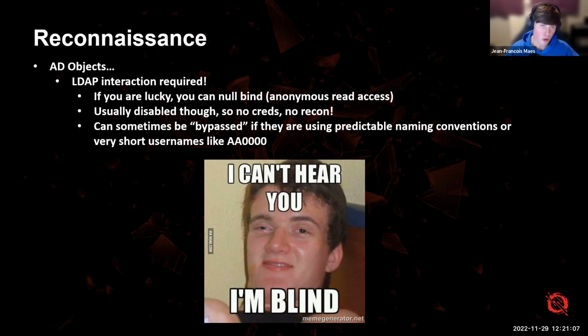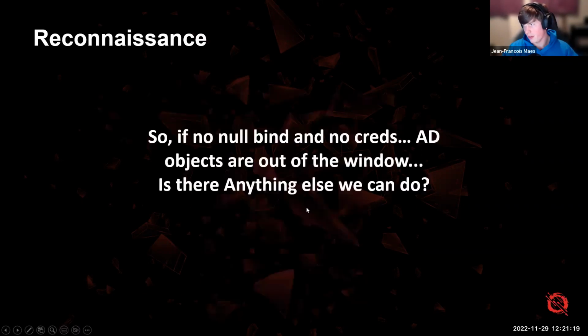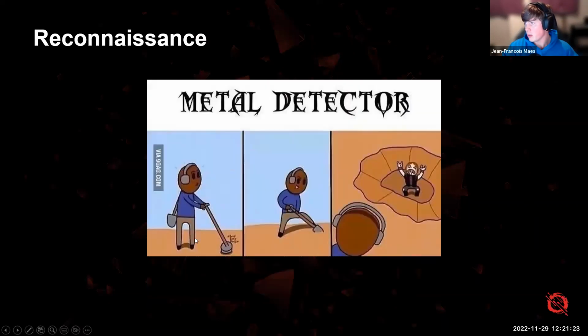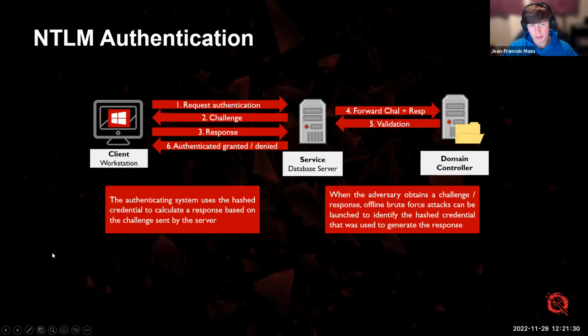So what if you don't have null bind authentication? And what if they are not using some very obvious, easy-to-guess naming convention? Are you then lost? Well, no, you are not. What can we do? Well, we could start listening on the wire. But before we start listening on the wire, we first need to learn about the authentication methods in Active Directory.